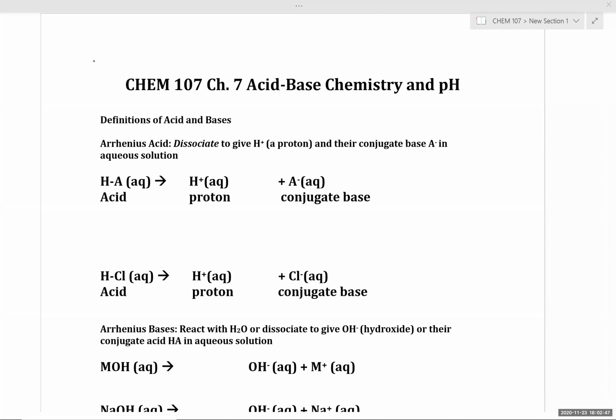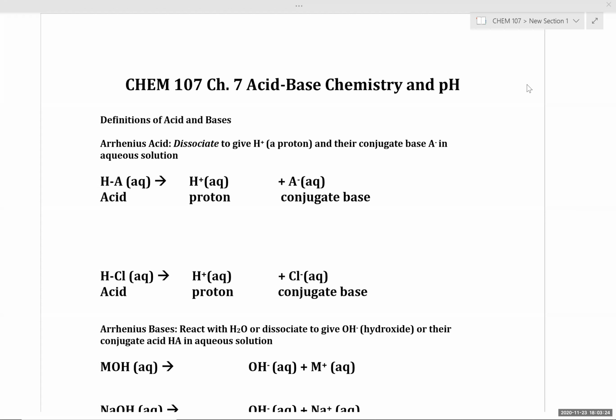Let's get started with today's lecture, which is on Chapter 7, acid-base chemistry and pH. So we have a fun set of experiments. In terms of labs, we're going to be doing the lab for this experiment next week on account of the Thanksgiving break. But we're going to be lecturing today on Chapter 7, acid-base chemistry, and we'll be continuing to work on the previously assigned laboratories.